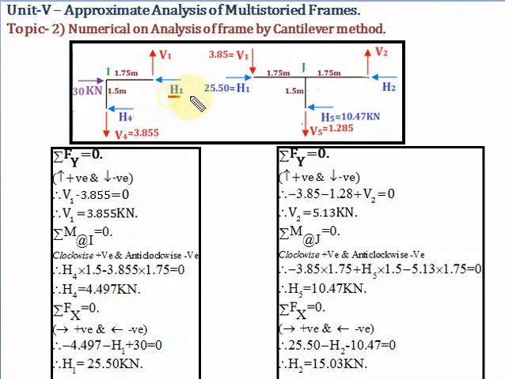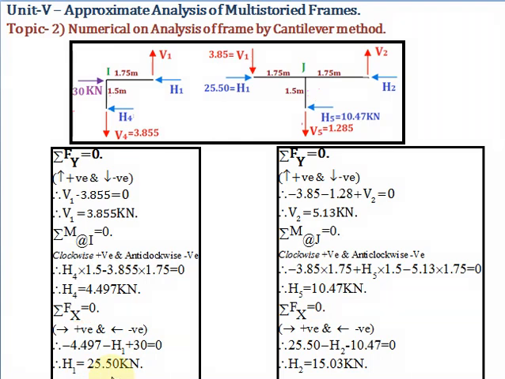H1 is the horizontal force, so we will apply summation Fx equal to 0. Consider the force towards the right positive, towards the left negative. H4 is acting toward the left-hand side, so minus 4.497. H1 is also acting to the left side, so minus, and 30 acting toward the right side, plus. From this we'll get the value of H1, that is 25.50.